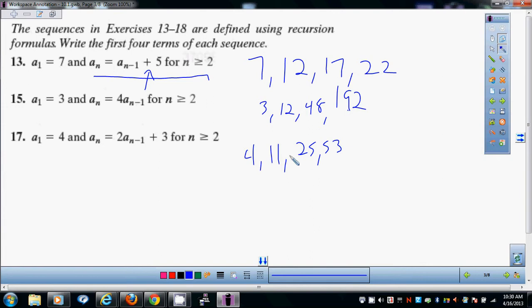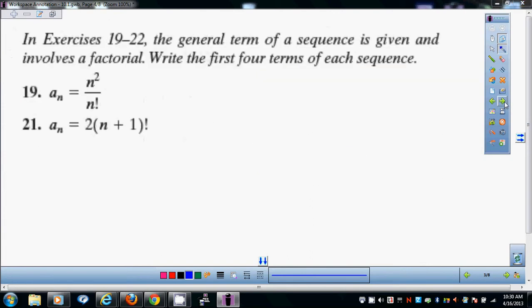The general term of a sequence is given. Write the first four terms. Who can tell me what this thing is?